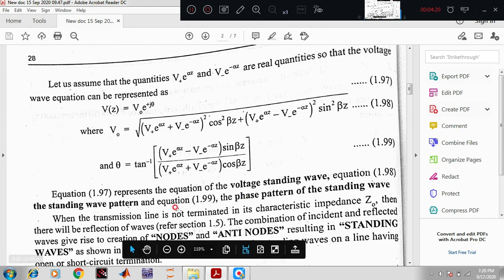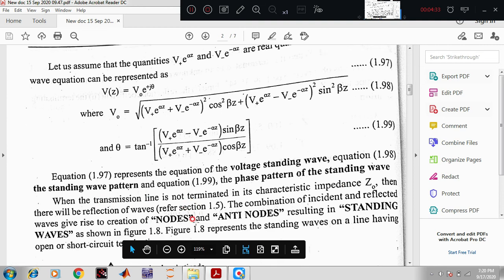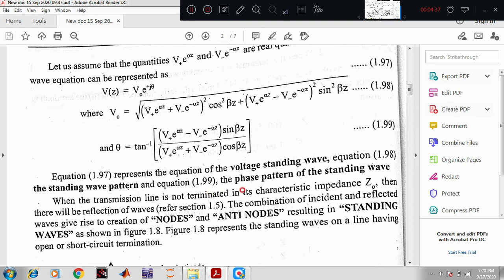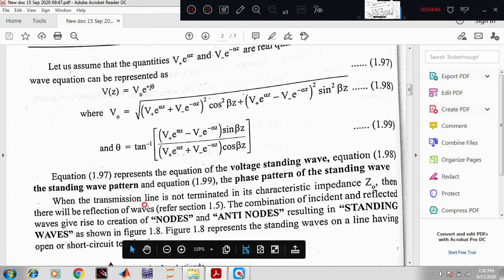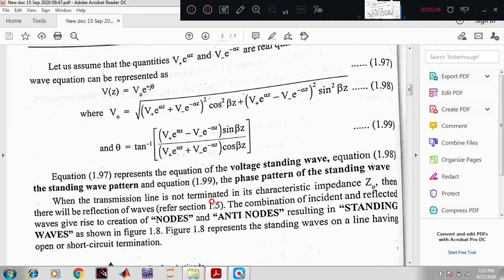So as I said, when the transmission line is terminated in its characteristic impedance Z0, then there will be no reflection of waves. So whenever ZL is equal to Z0, there is no reflected wave. Sorry, I will correct my statement here. Whenever ZL is not equal to Z0, the transmission line is not terminated in its characteristic impedance. Therefore, there will be a reflection of waves.